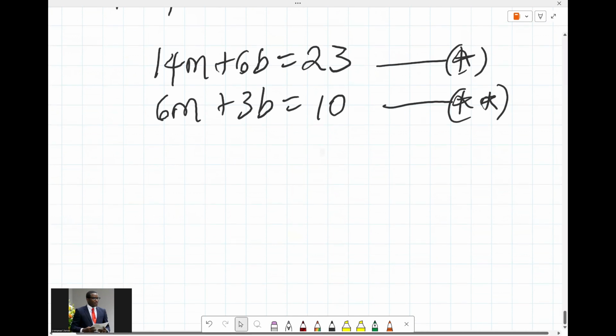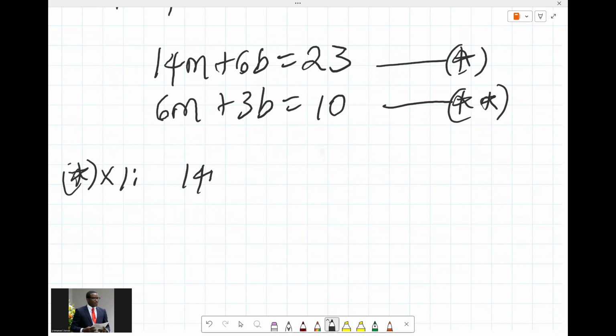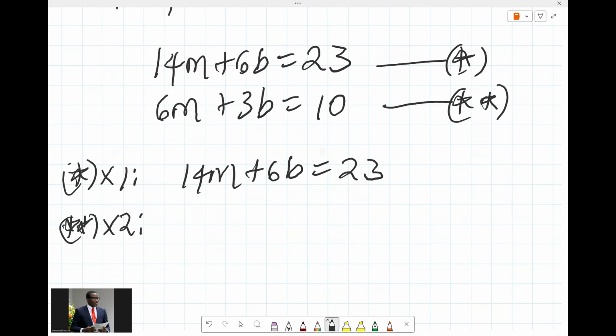From what I can already see, I see 6b, I see 3b, so it's easy to take care of b first. Equation star times 1, we have 14m plus 6b equals 23. Now what I mean to do is multiply equation star star by 2, so it can become 6b. So 6 times 2, that's 12m. 3 times 2 is 6b. 10 times 2 is 20.